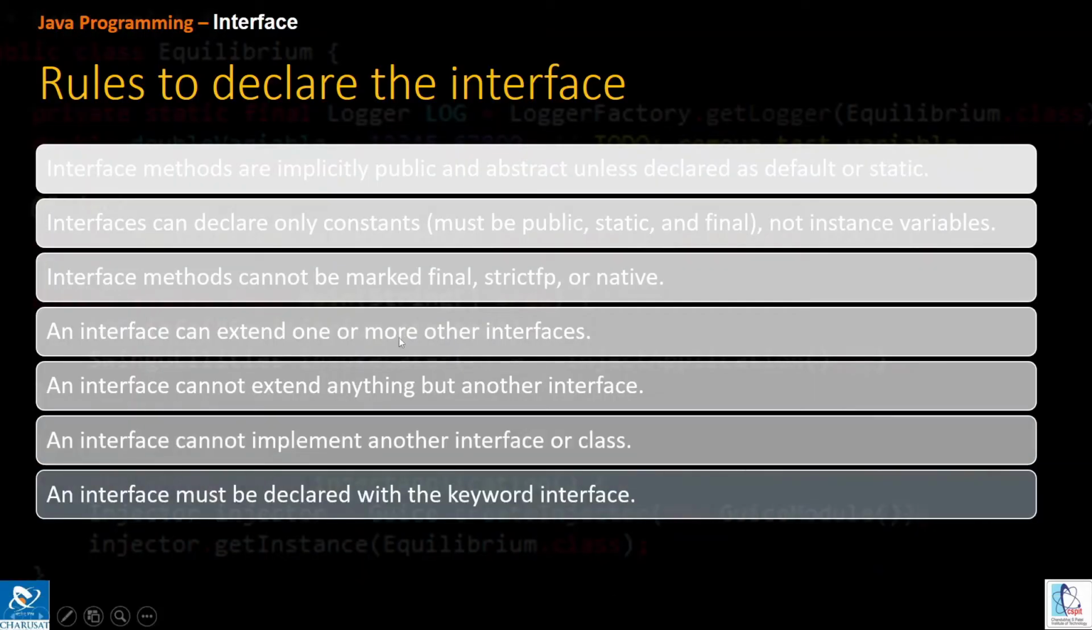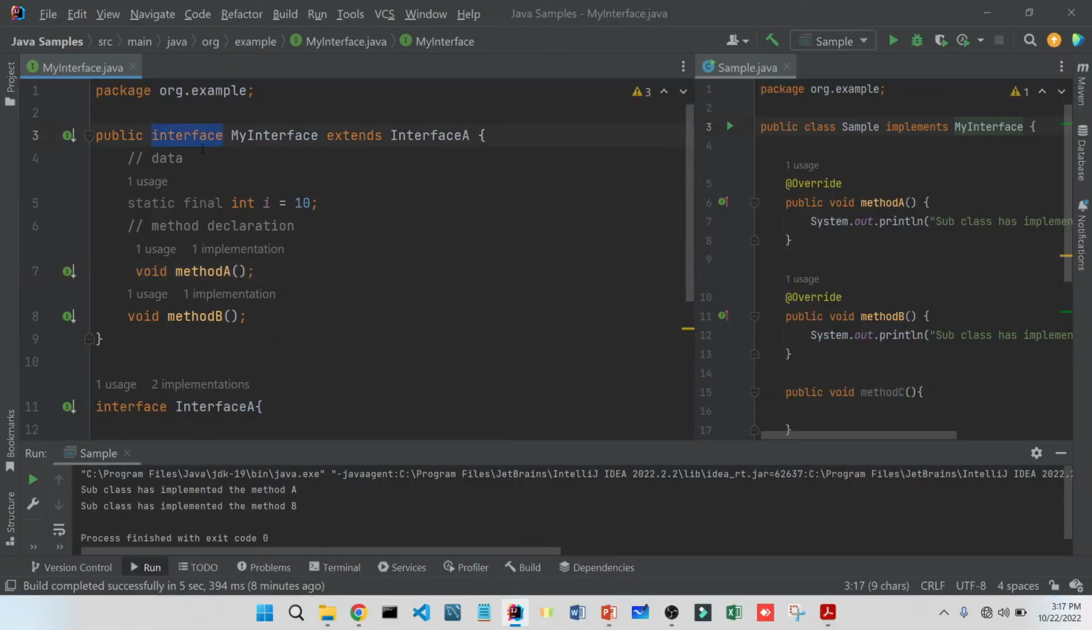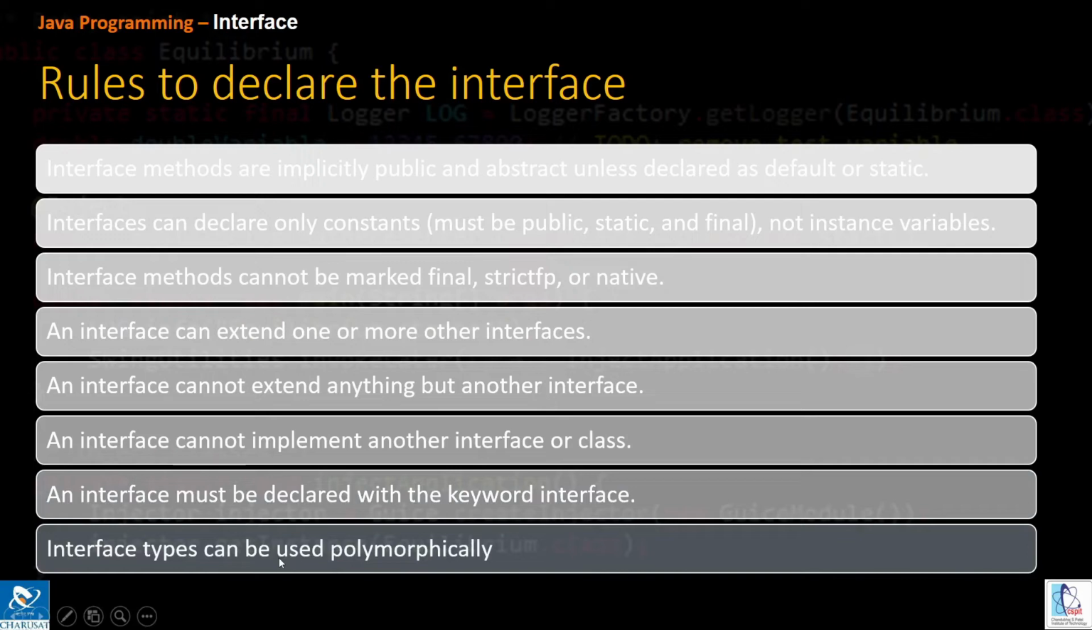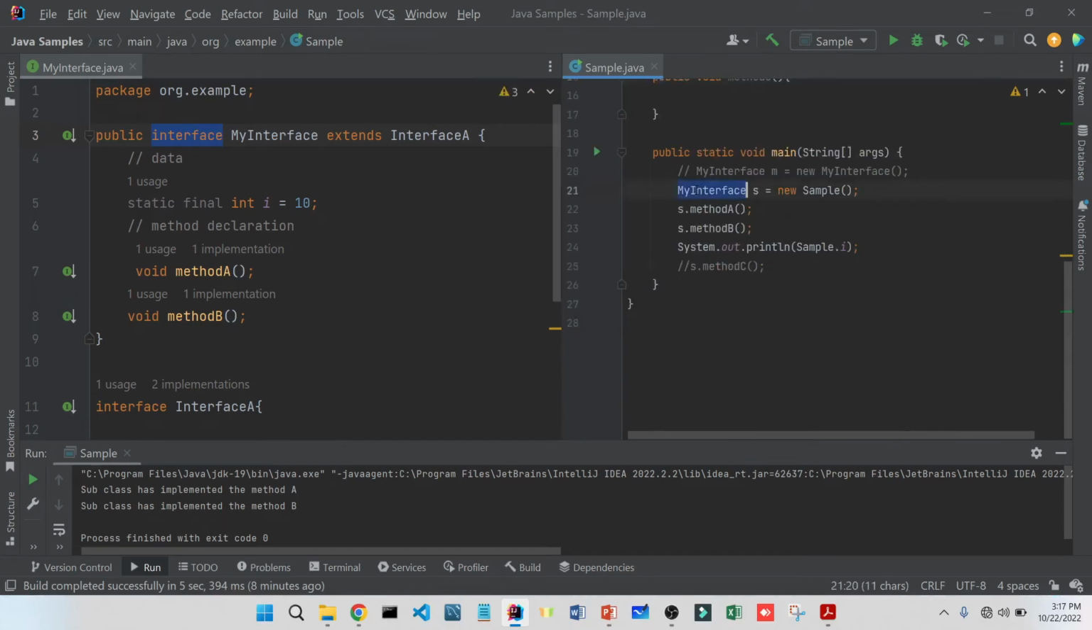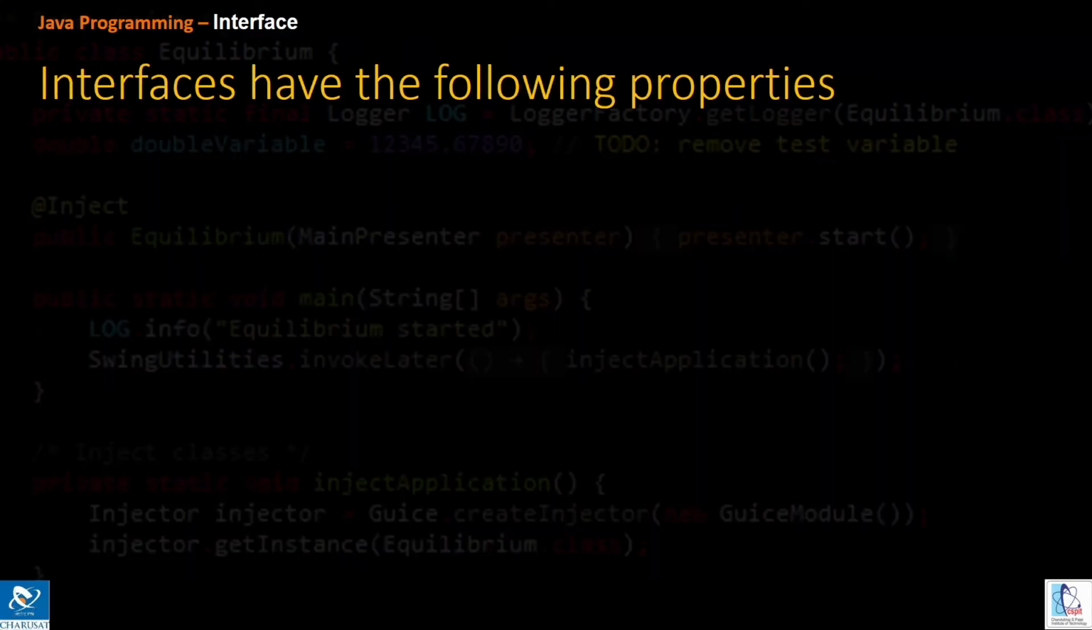Next one is that an interface must be declared with the keyword interface, and that is what we have done. It should not be a class. Last one, interface types can be used polymorphically. Like here, instead of specifying the return type or reference as sample, we have specified my interface. So that is completely okay. The only constraint would be that you are able to refer only to the members which are declared in the interface.